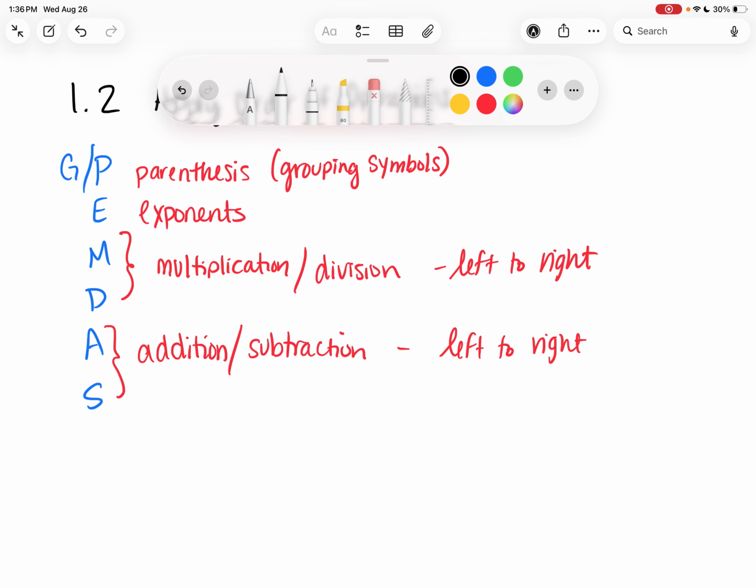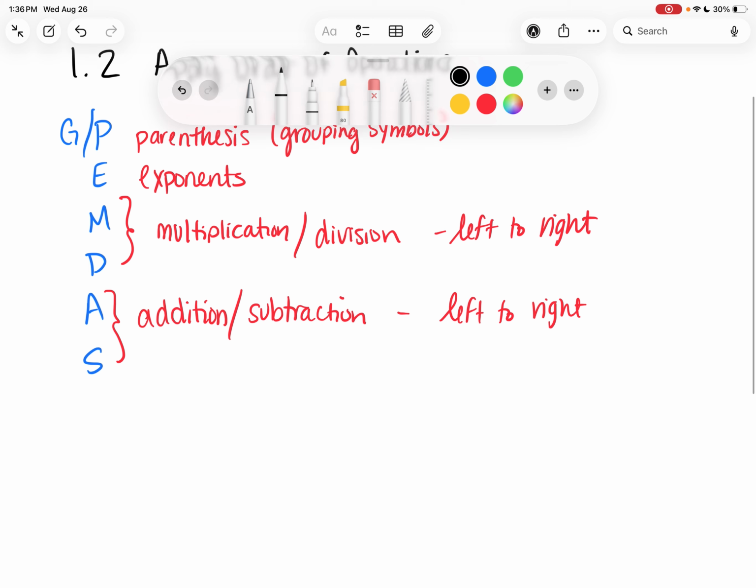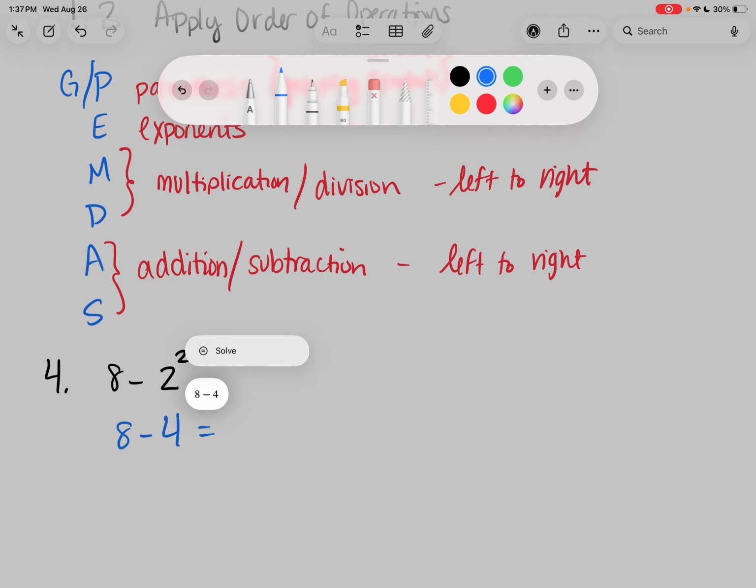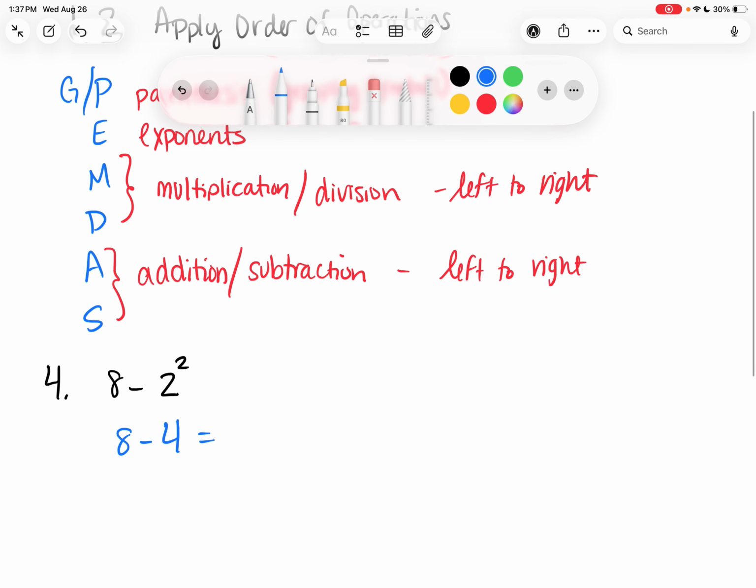But we'll see. Number 4, 8 minus 2 squared. So first thing that I'm going to do is the exponent, so that means that I'm going to do the 2 squared first. So 8 minus, what is 2 squared? 4, and then I've got 8 minus 4.